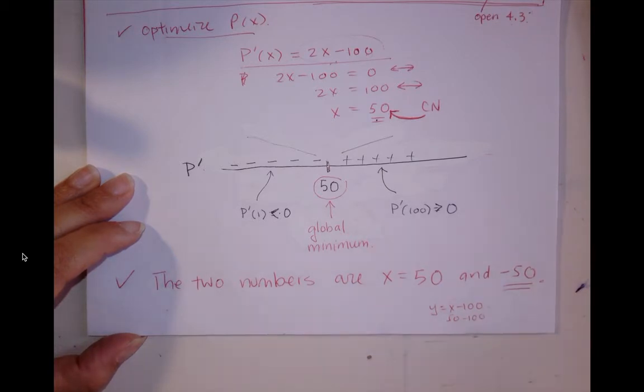So in other words, what this is saying is if you take any two numbers whose difference is 100, the minimum product you're going to get is when one number is 50 and one is negative 50, so negative 2,500.